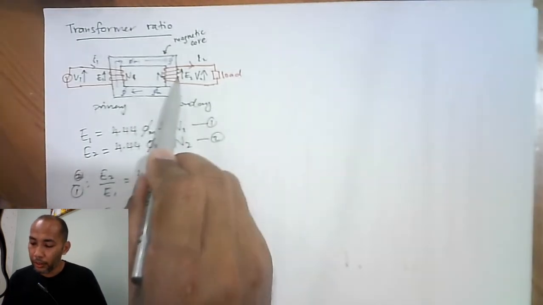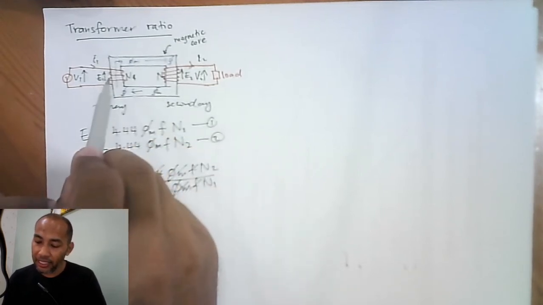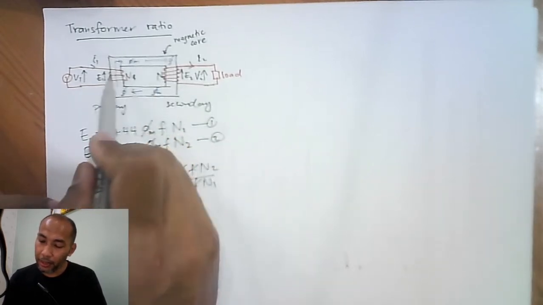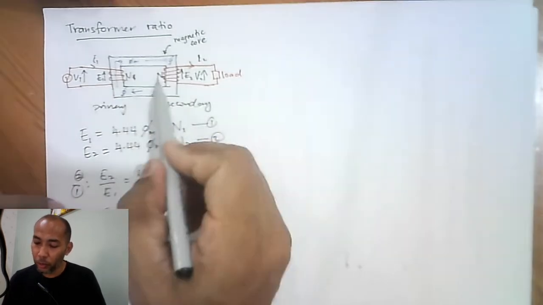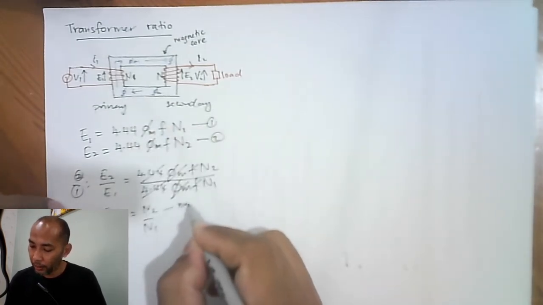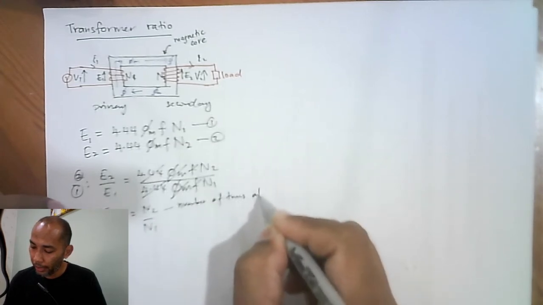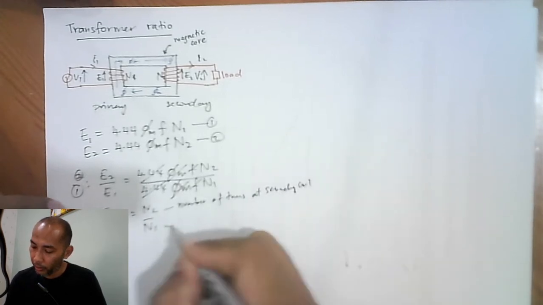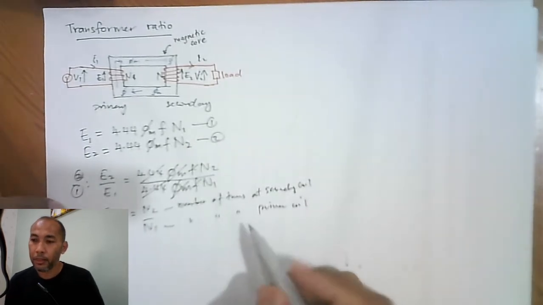The ratio of the generated EMF at the secondary side divided by the primary side is equal to the number of turns at the secondary side divided by the number of turns at the primary side. E2 over E1 equals N2 over N1. N2 is the number of turns at the secondary coil, and N1 is the number of turns at the primary coil. This is the ratio.